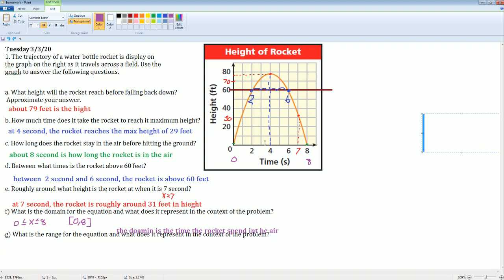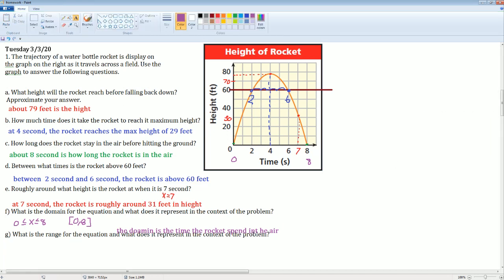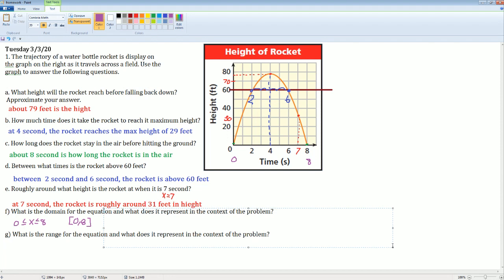Let me go back. I'll type that out a little bit better for you. So, what does the domain represent? The domain represents the time the rocket is in the air. 1 second, 2 seconds, 3 seconds, 4 seconds. Those are all the times the rocket is in the air.